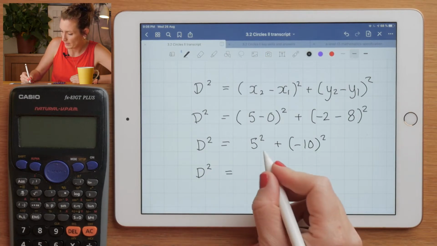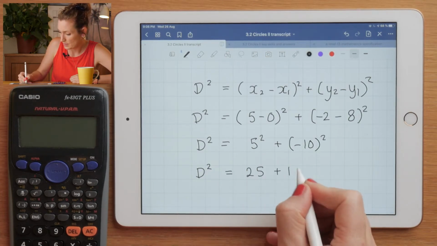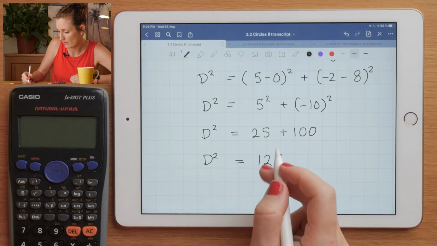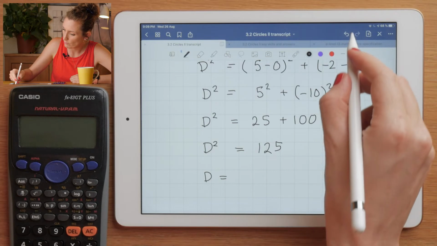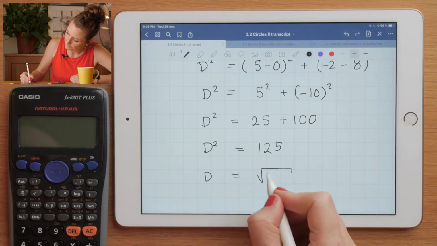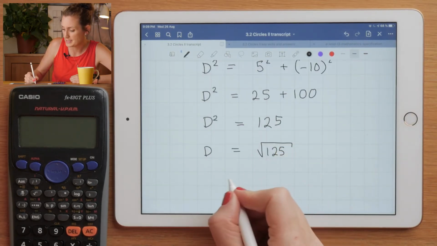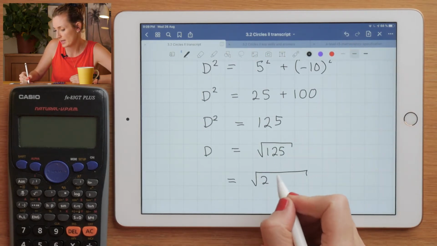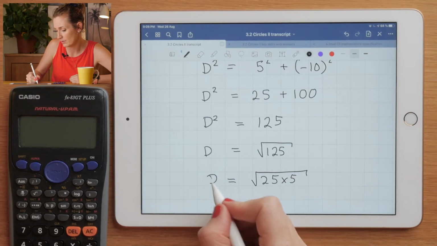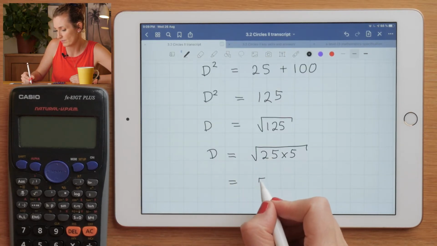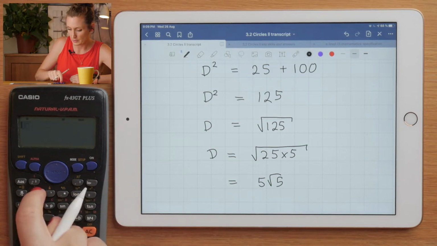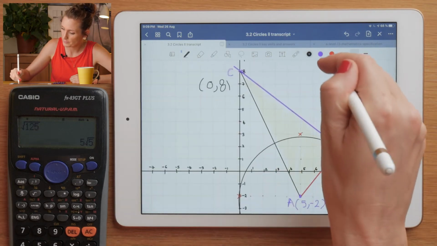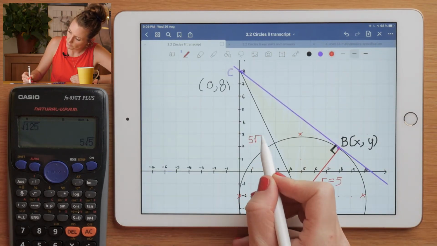So d squared will be 25 plus 100, d squared will be 125, and d would be the square root of that. If you want, you can take out the 25, going back to what we've learned about surds, and have that as 25 times 5. And the square root of 25 is 5, so that'd be 5 root 5. And again, your calculator will do that for you. So I'm going to add that to my diagram. So this is 5 square root 5.